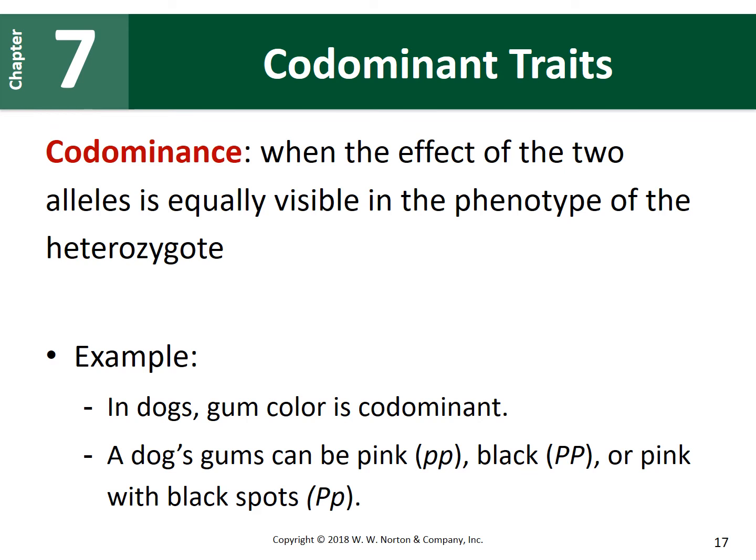So an example in dogs, gum color is a codominant trait. A dog's gums can be pink. They have little p, little p. So that is a homozygous genotype. They can have black gums, or big P, big P genotype. Or if they have the heterozygous, big P, little p, they will have pink gums with black spots. So here the pink and the black, they're not mixing together like the incomplete dominance we just saw. They're both showing up, or they're both equally visible at the same time.